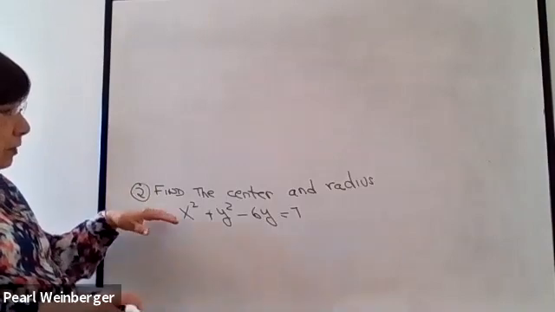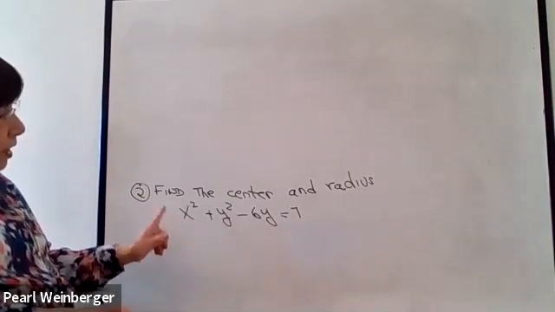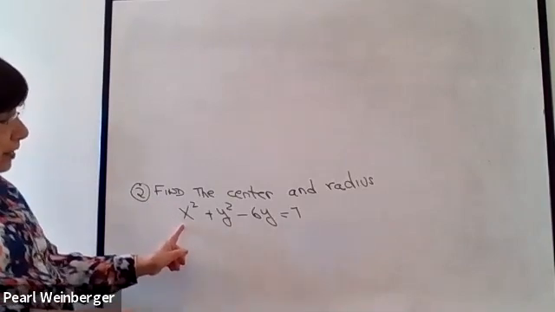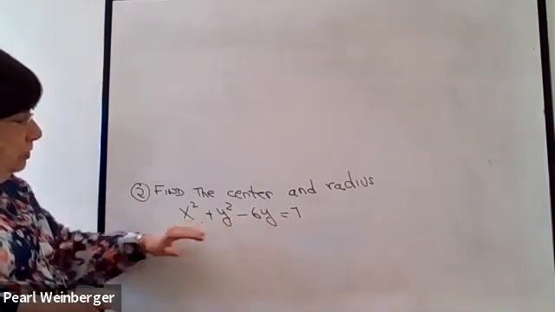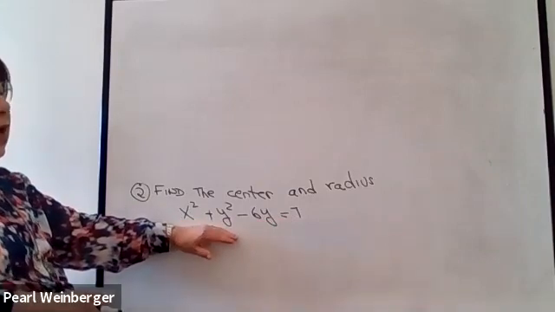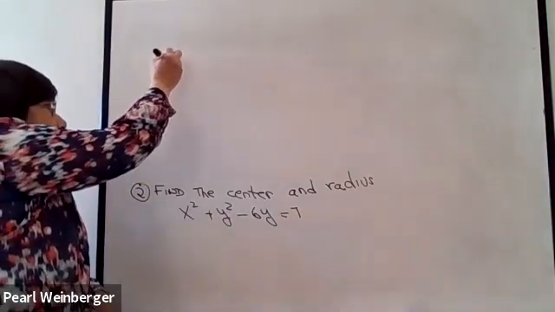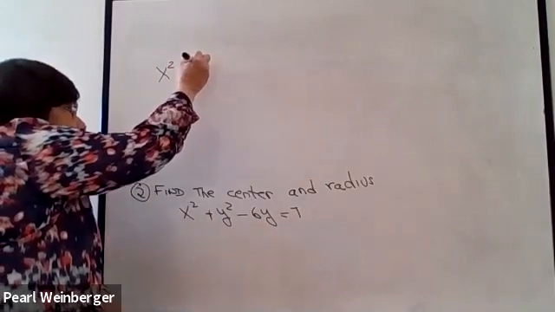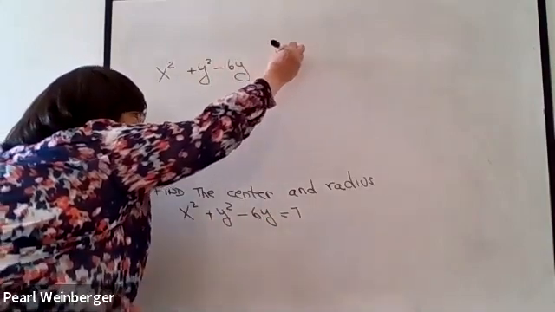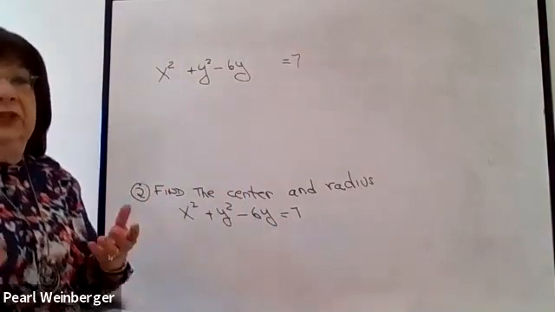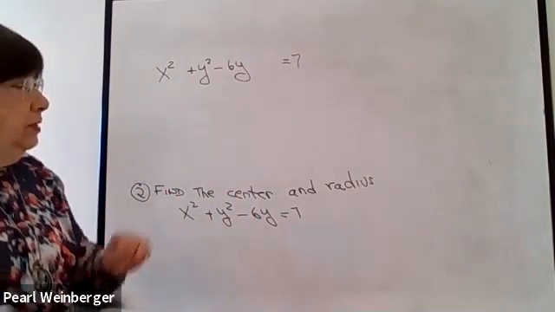Okay, so the second question that I gave you was to find the center and radius of this circle: x squared plus y squared minus 6y equals 7. Actually, as soon as I see an x squared plus a y squared, I know that this is going to be a circle. So how do we take this and make it into standard form for a circle so that we can figure out its center and its radius?